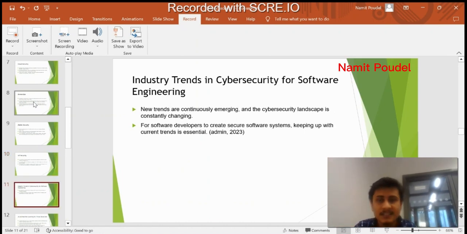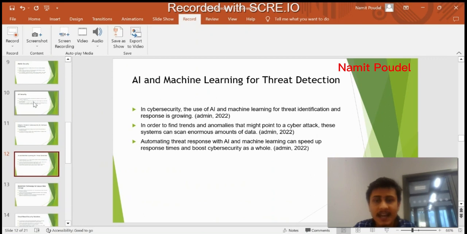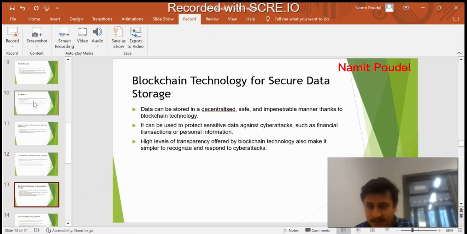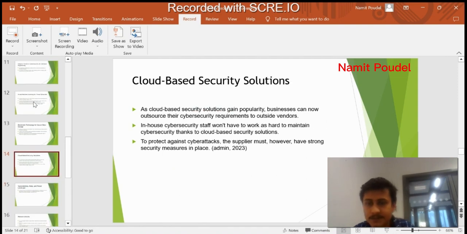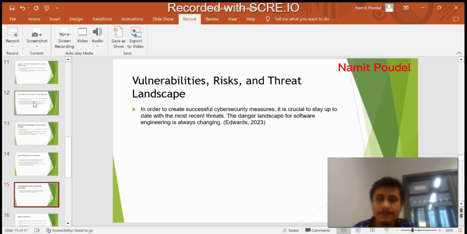Industry trends in cybersecurity for software engineering: AI and machine learning for threat detection. In order to find the threats and anomalies that might point to cybersecurity attacks, this system scans enormous amounts of data. Blockchain technology for securing data storage. It can be used to protect sensitive data against cyber attacks, such as financial transactions or personal information. Cloud-based security solutions. To protect against cyber attacks, suppliers must, however, have strong security measures in place.